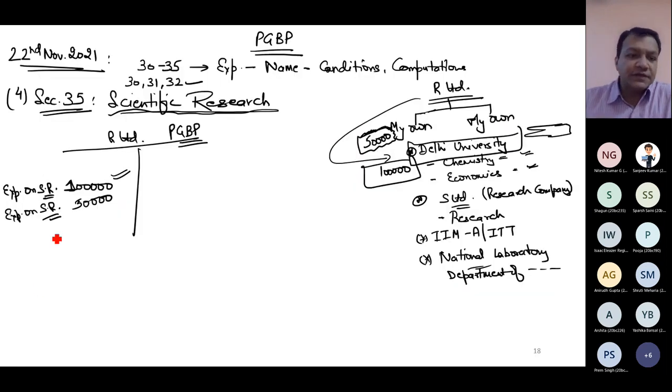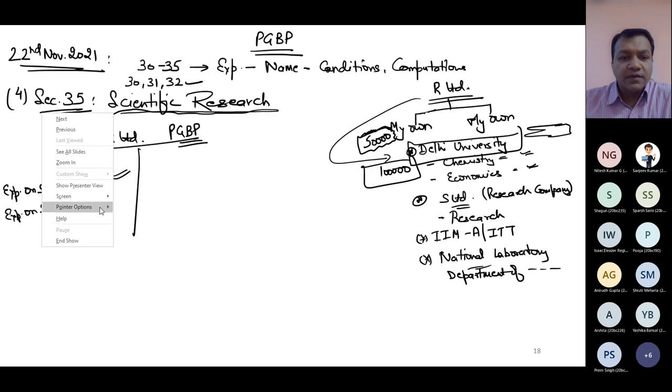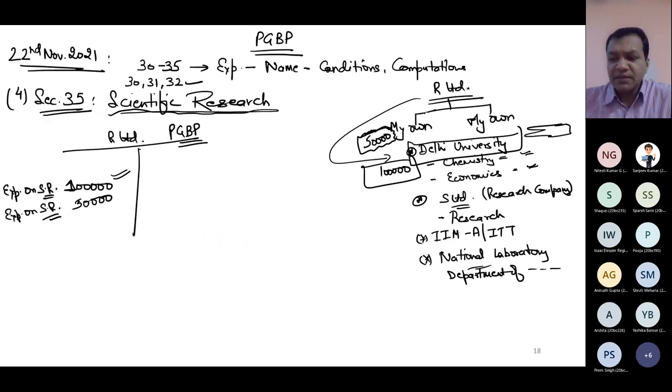So I'm continuing with scientific research. Within section 35, first donation, revenue expenditure incurred by the assessee himself. Maybe the assessee is not interested in donating to any third party, but he himself is incurring some revenue expenditure. So this is my first portion of 35: revenue nature expenditure incurred by the assessee himself.